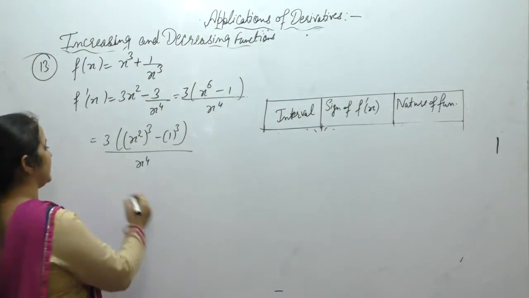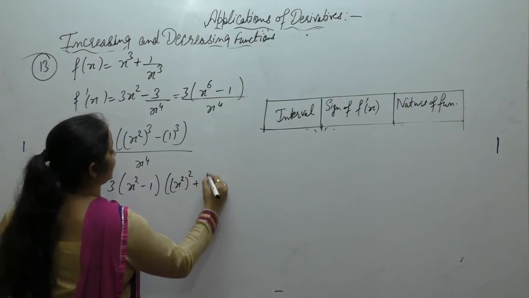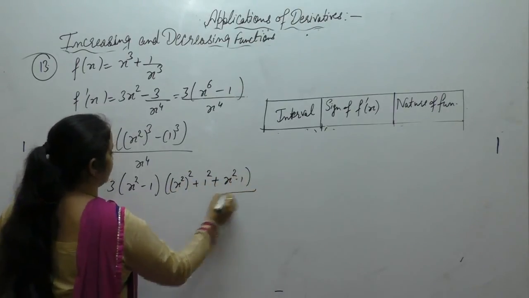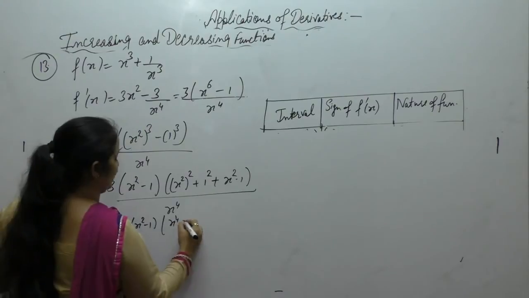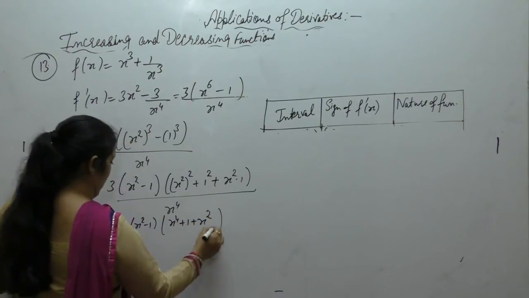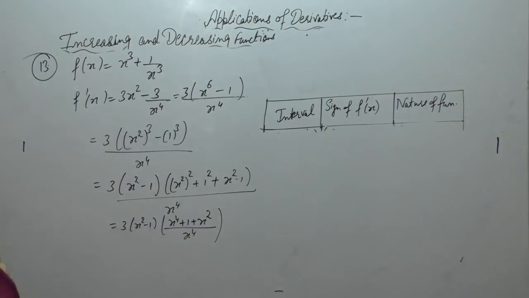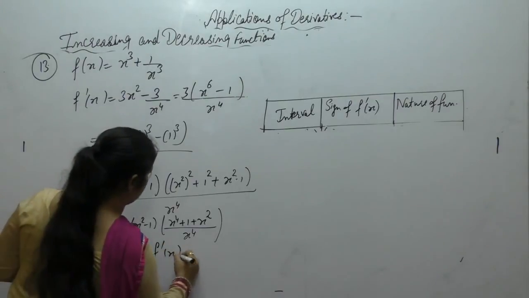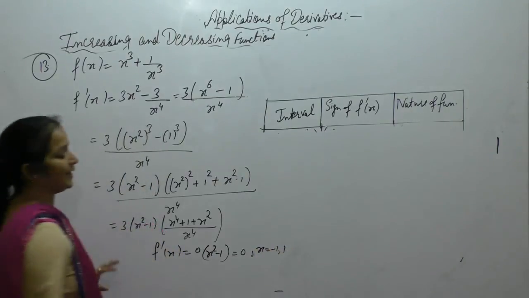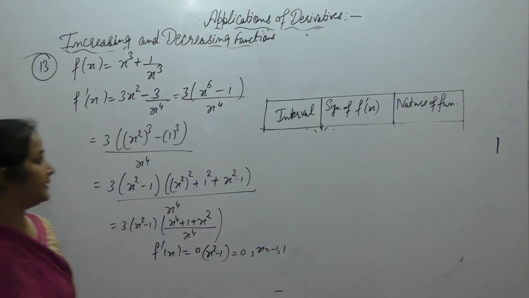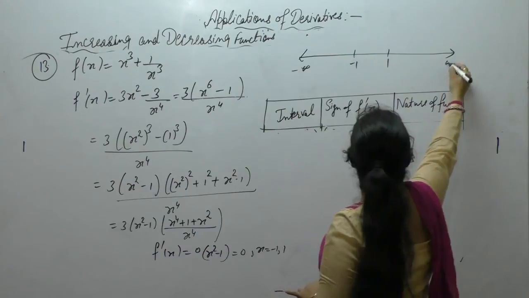a^3 - b^3. We will apply the formula here: (a - b)(a^2 + b^2 + ab). So 3(x^2 - 1)(x^4 + 1 + x^2) upon x^4. Clear? Now put this derivative equal to 0. We get x^2 - 1 = 0, x as -1 and 1. Minus 1, 1, minus infinity, infinity.